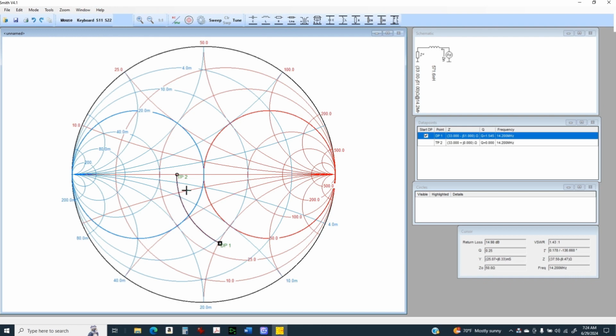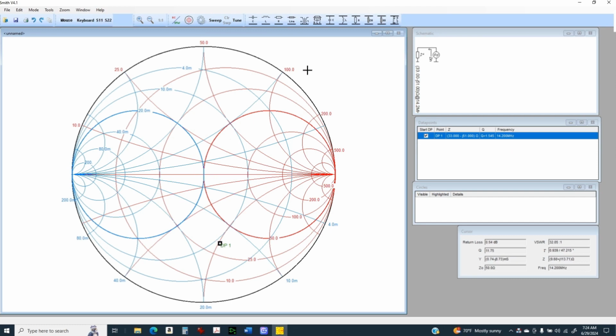Now what do we need to get to the prime center? We need to add a series resistance. We need to increase the resistance because we're below 50. We're going to use a series resistance, and it's going to be 17 ohms that we need to get there. 17 ohms is what it took. So we had a series inductor and a series resistor. There's an LR match. Let's take that out.